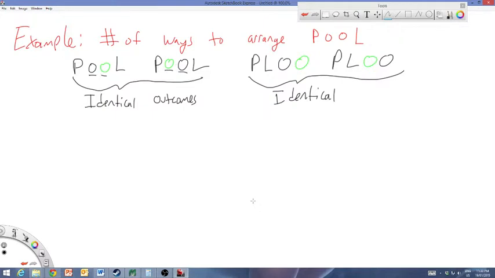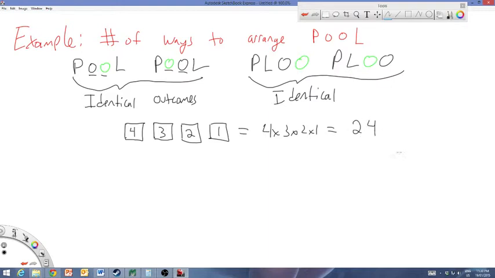So this is the following. If they were all unique, I would have 4 ways to pick the first letter, 3 ways to pick the second letter, 2 ways to pick the third letter, and 1 way to pick the last. In other words, this would be 4 times 3 times 2 times 1, or 24 ways.